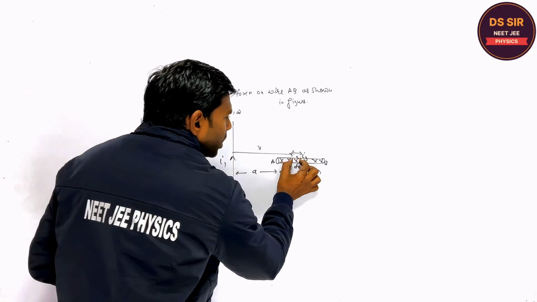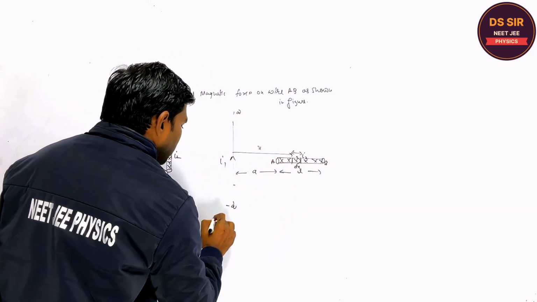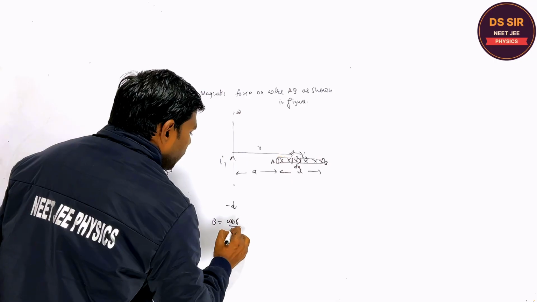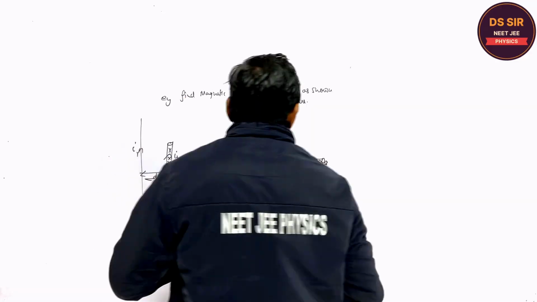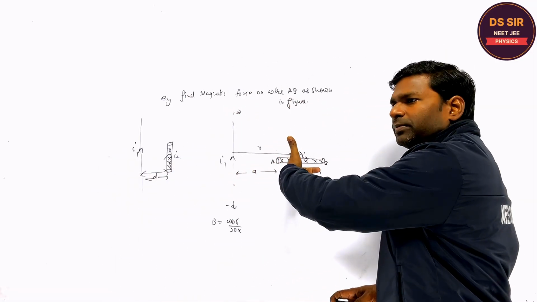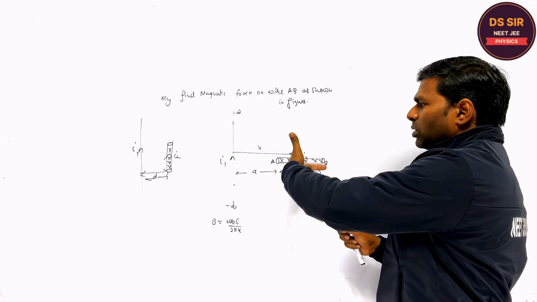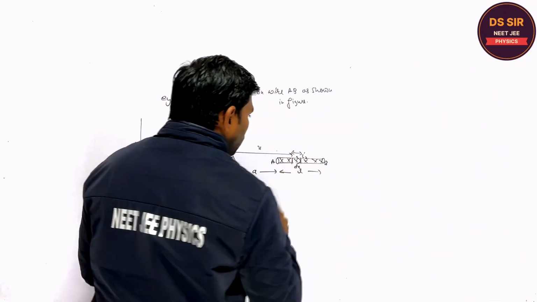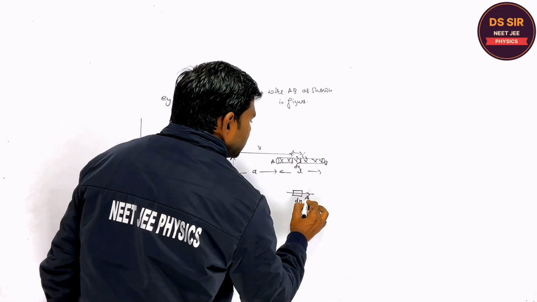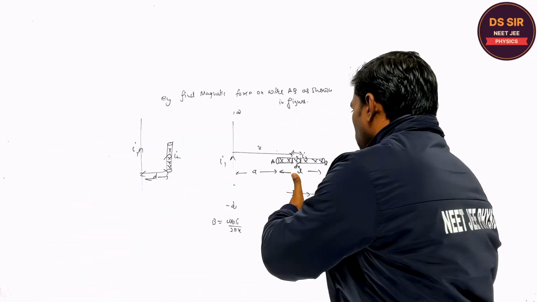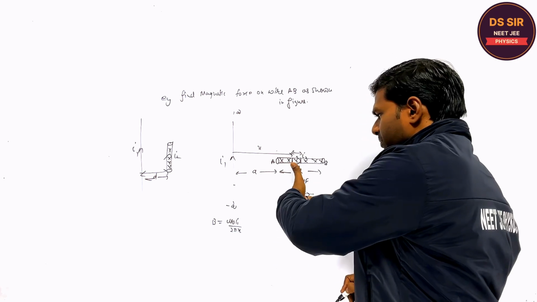If you consider a small portion, what is the magnetic field at this point, you tell? Mu naught I1 upon 2 pi x. And this is the magnetic field into the board. What is the direction of current? I2. So on this elemental portion of dx, the current is in this direction. So the elemental magnetic force will act upon this.